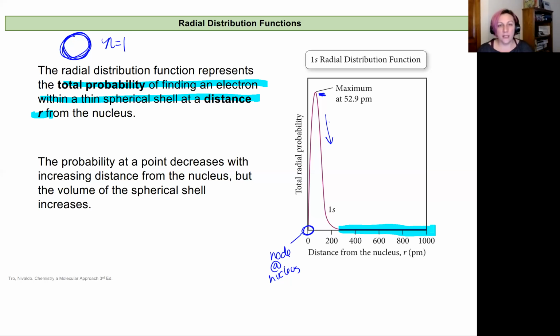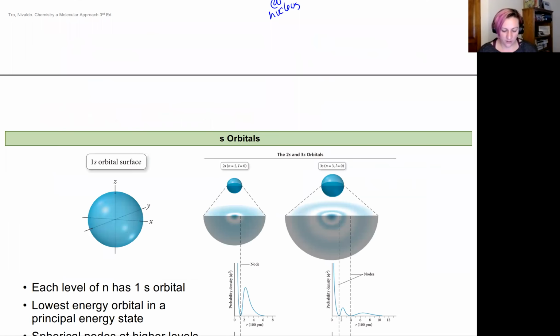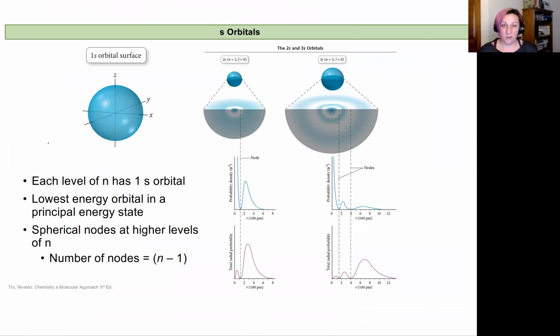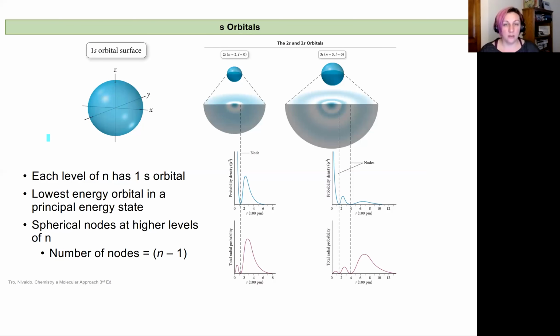So it's very unlikely you will find that electron out at 1,000 picometers away from the nucleus for the 1s orbital. Doesn't mean it can't happen because we're talking about probabilities here, but that chance goes down to be very, very small or insignificant. And so that's what we're thinking about when we look at those radial distribution curves.